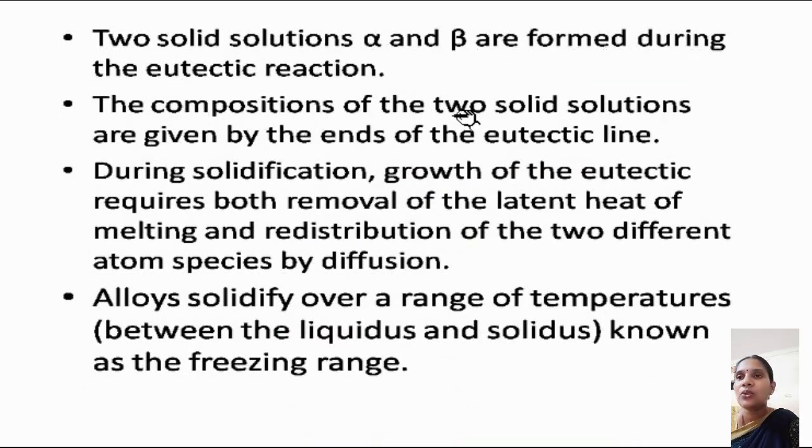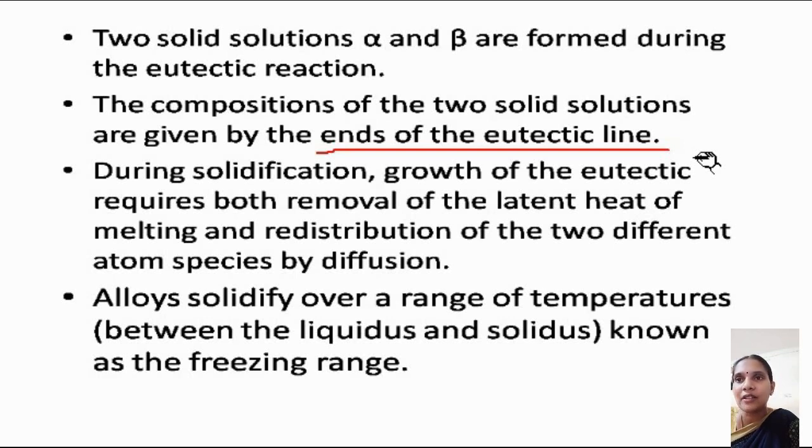The composition of the two solid solutions are given by the ends of the eutectic line. So here, recall the tie line rule. The tie line constructed at a particular temperature will give you the compositions of the phases involved. So here the alpha phase has a composition, C alpha, of 19 weight percent tin, whereas C beta is 97.8% tin.